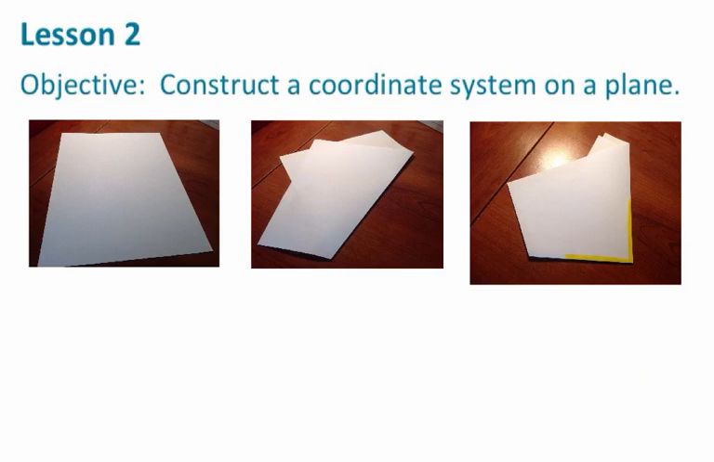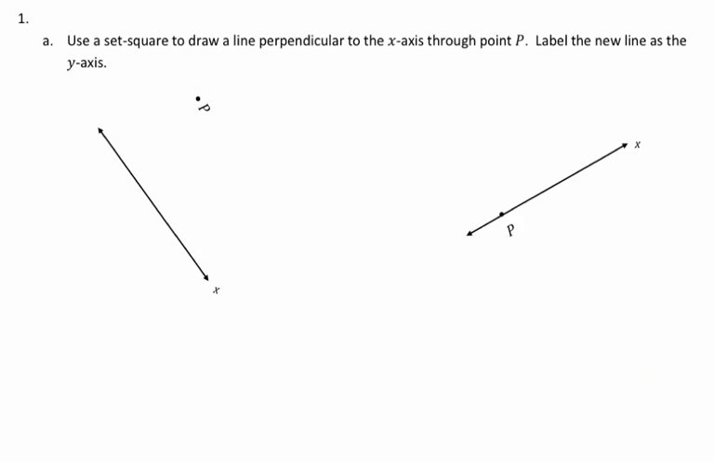So we're going to be using that for problem number 1 for homework. It says, use a set square to draw a line perpendicular to the x-axis through point P. Label the new line as the y-axis. So perpendicular means that we're going to have those two lines intersecting at 90-degree angles, and we can use our set square to do this problem.